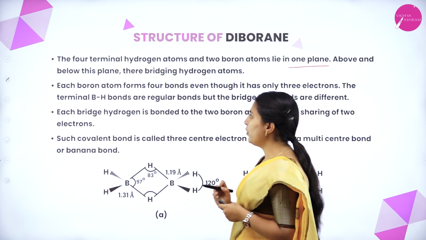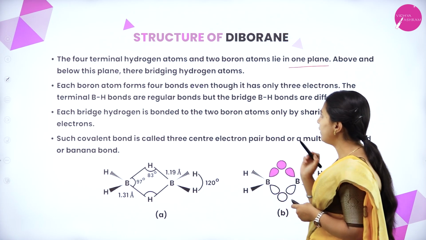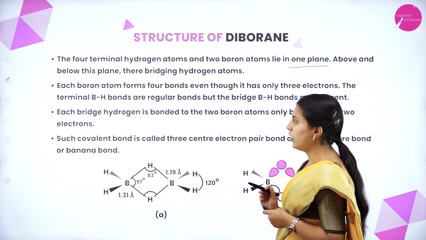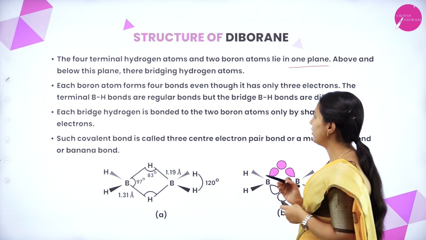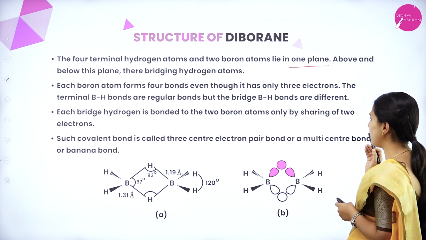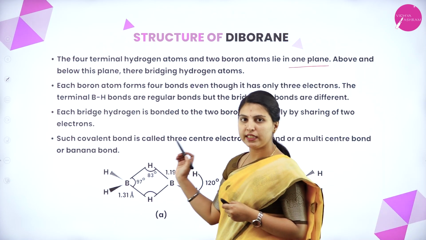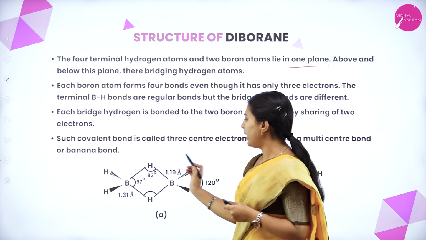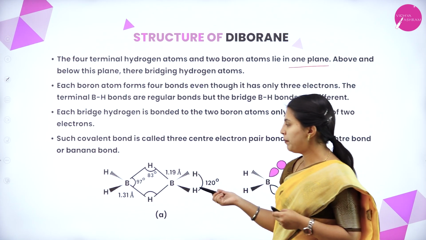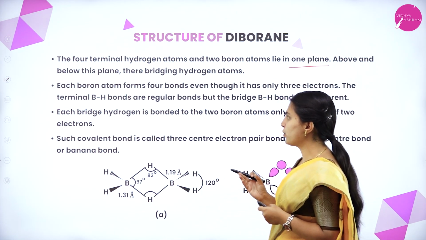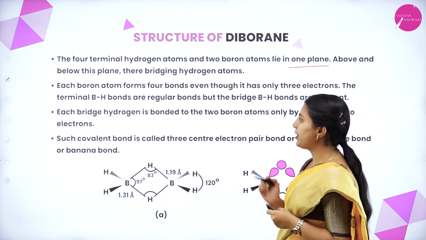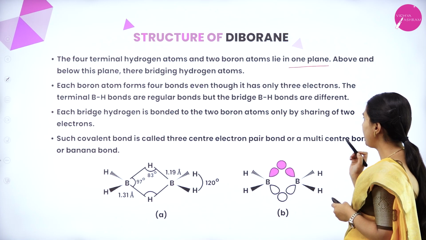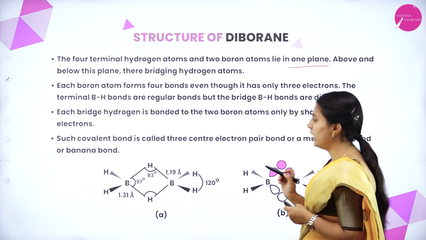Each boron atom forms 4 bonds even though it has only 3 electrons. The terminal boron and hydrogen bonds are regular bonds, but the bridge boron hydrogen bonds are different. Boron has 3 electrons, but it will form 4 bonds. These 2 terminal hydrogens are common, but the bridge hydrogens are rare. Each bridge hydrogen is bonded to the 2 boron atoms only by sharing of 2 electrons.